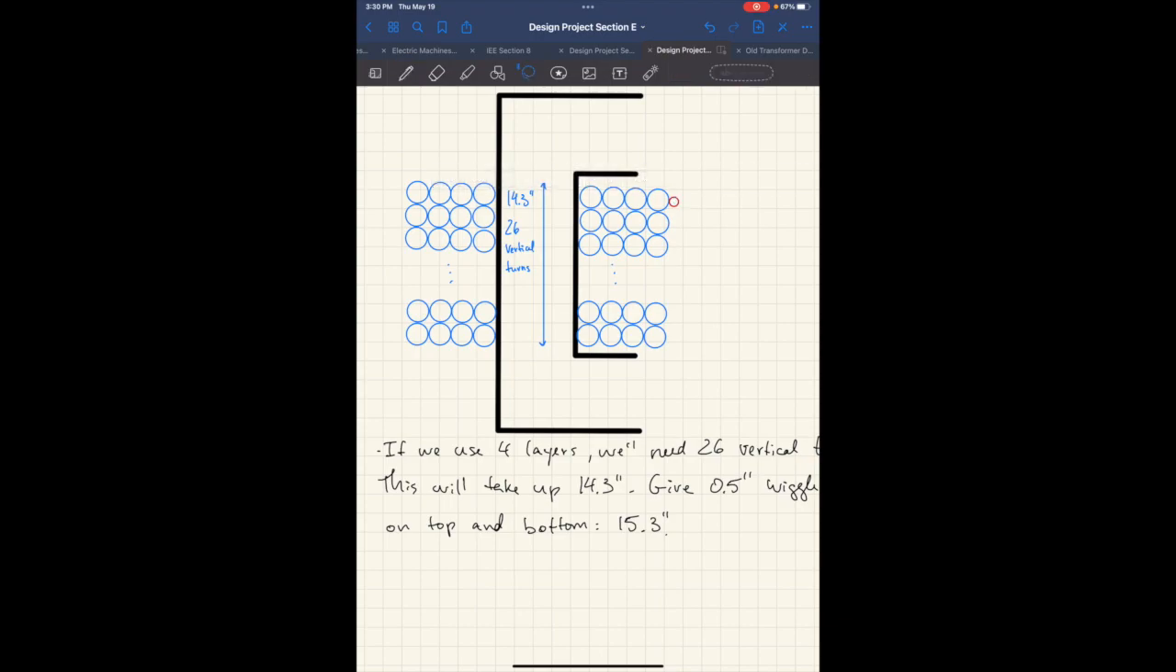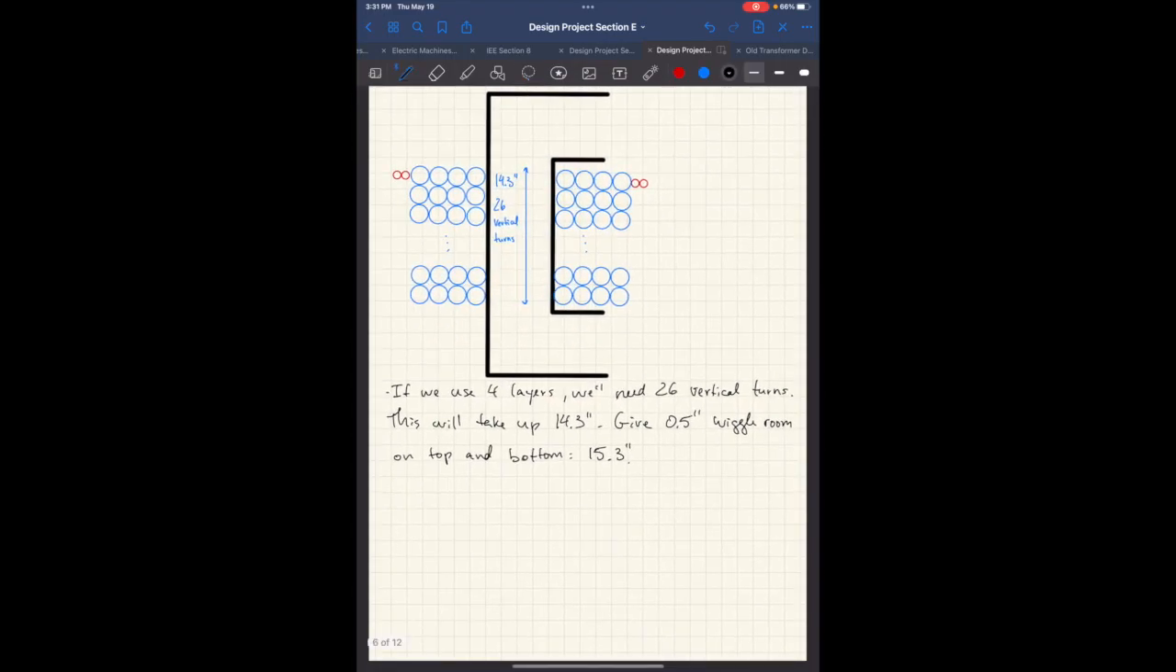Now, we are, in a way, already committed to the height. So we have to work with that height. I'm saying 14.3 inches because I still want the wiggle room even after I'm done with the high side turns. Does that make sense? That's why I'm working with 14.3, so that I still have wiggle room at the end.